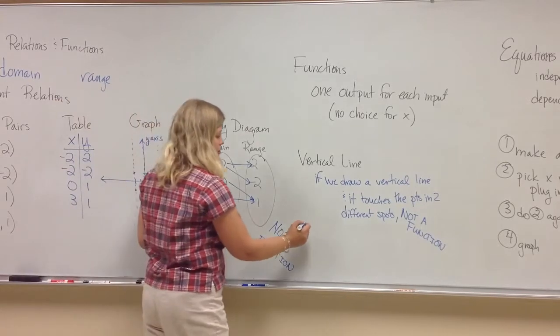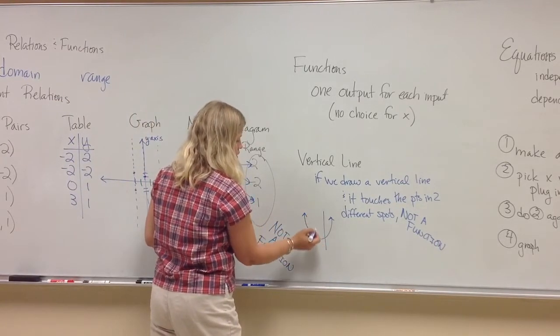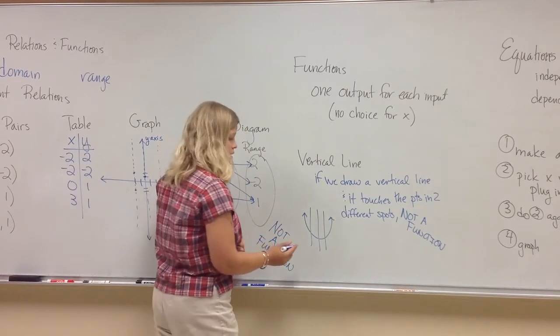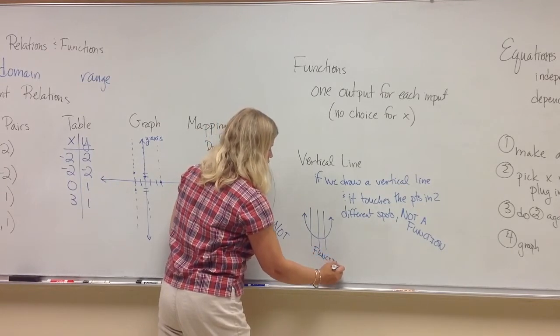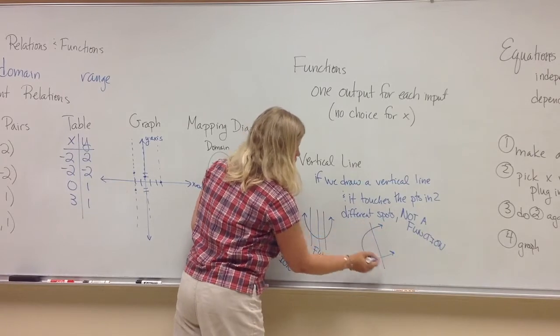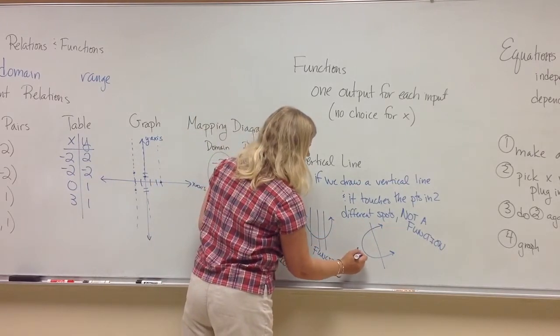One way to remember it, if you had a curvy shape like this, is there any place you could draw a vertical line and it would cross more than once? No. So this is a function. If I draw my curvy line more like this way, and I draw through, did I cross it at more than one spot? Yes. So it is not a function.